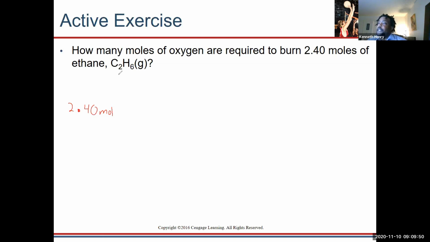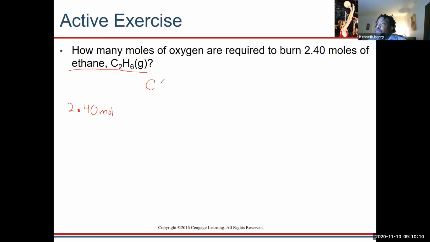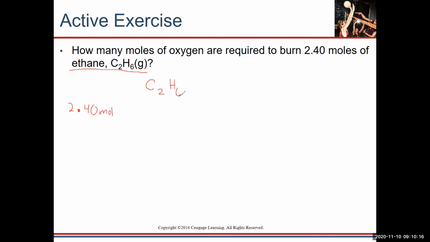Okay, so it says, how many moles of oxygen are required to burn 2.40 moles of ethane? So what are my reactants? Ethane and oxygen. Okay, so we know the chemical formula for ethane. What is the chemical formula for oxygen? O2. Okay.